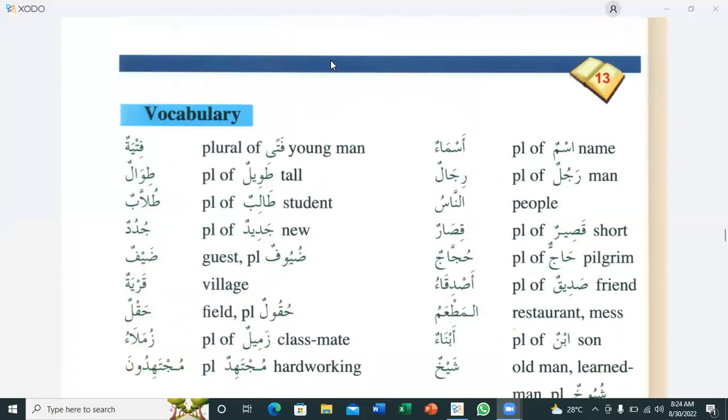Now tell me, Sonia, you tell me the plural word of hajjun. Hajjun, hujajun. Okay. Ibnun, abnaun. Zamilun, zumalau. Shaykhun, shuyukhun. Okay, good, mashallah. Now Poonam, you tell me the singular word of jududun. Jadid. Good.